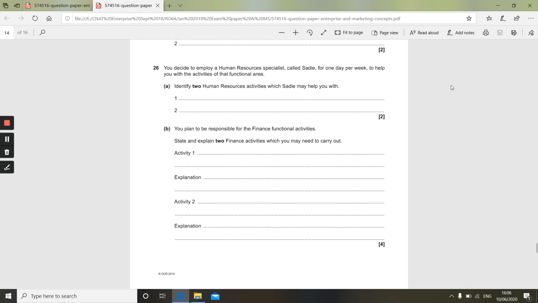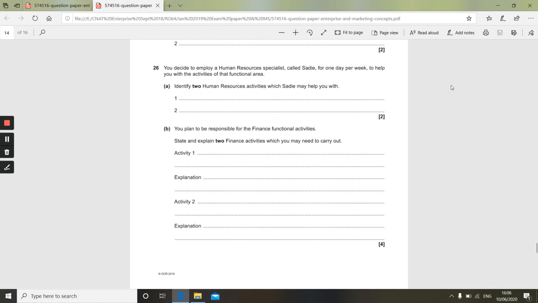Okay. B, it says you plan to be responsible for the finance functional activities. State and explain 2 finance activities you may need to carry out. So think about what you do with finance, what roles come under finance. So it could be anything from costs to looking at cash flow. Explain the activity, tell me the activity, and then explain what goes off in that particular activity.